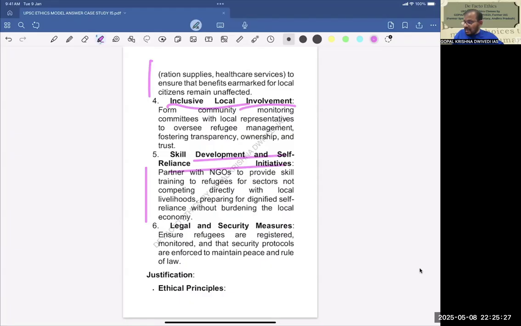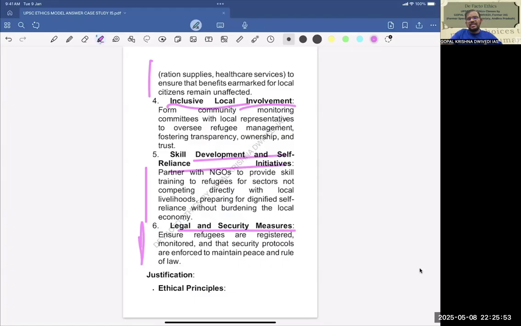Then legal and security measures. Ensure refugees are registered, monitored, and security protocols are enforced to maintain peace and rule of law. This is very important because tomorrow if some mischief occurs or a law and order problem is created, you will be responsible. So you have to enforce legal and security measures.